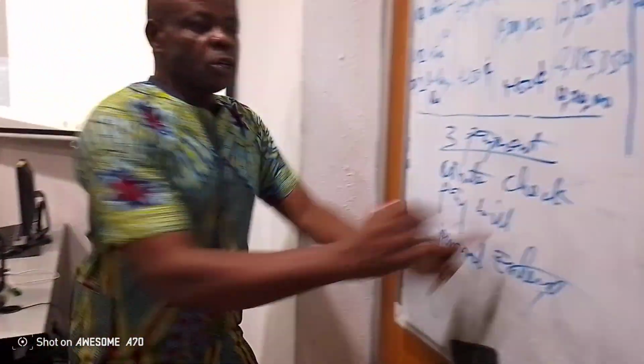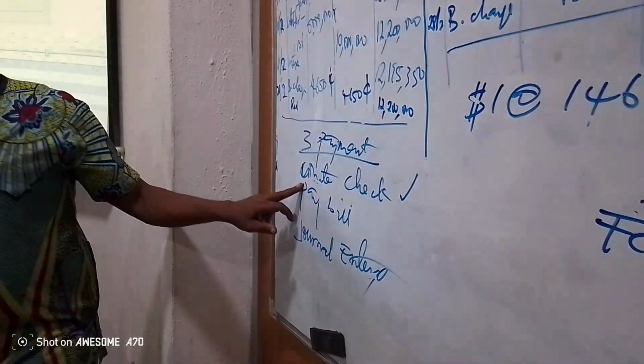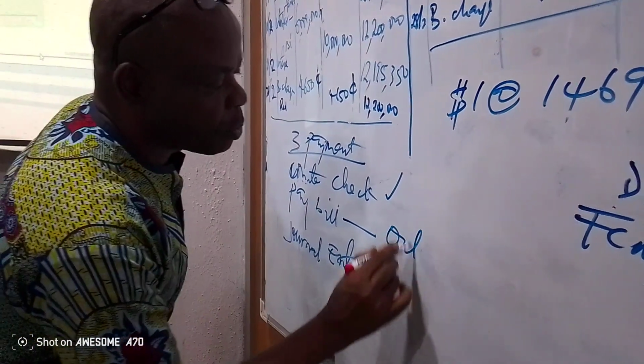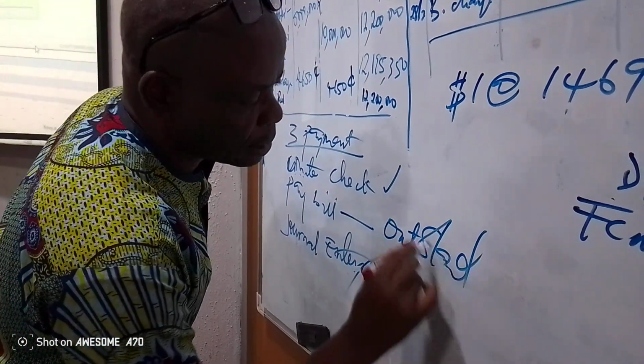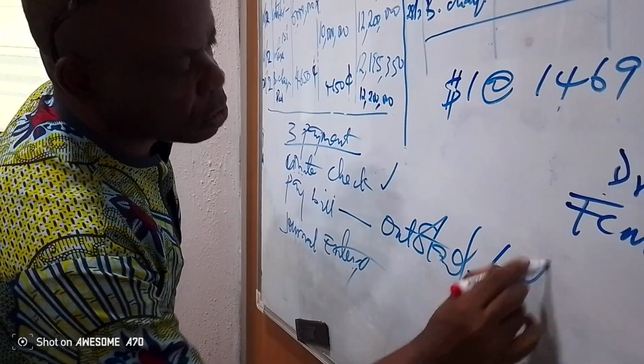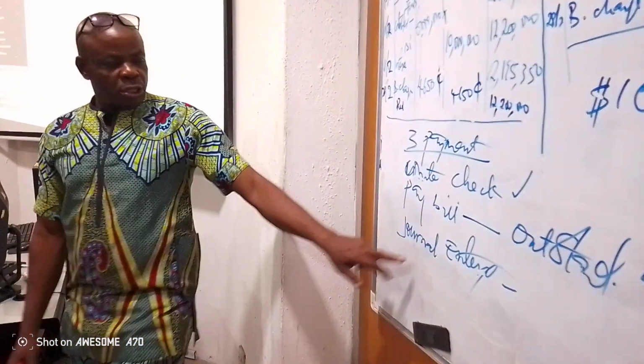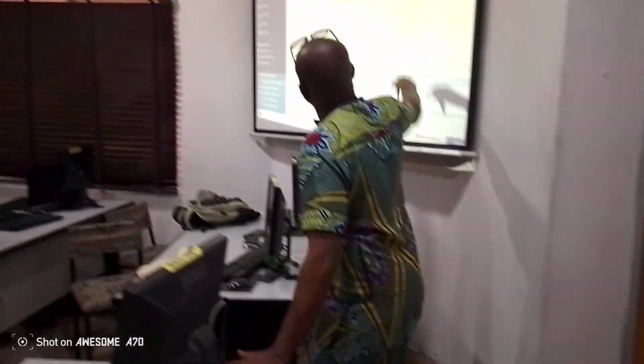You use journal entry for general transactions, just like what we are doing now. Then you use pay bill to pay outstanding bills. I will later discuss more about this. Then you use this one for opening stock, correction of error, and all the rest. So use write check now. Look at the board a bit.